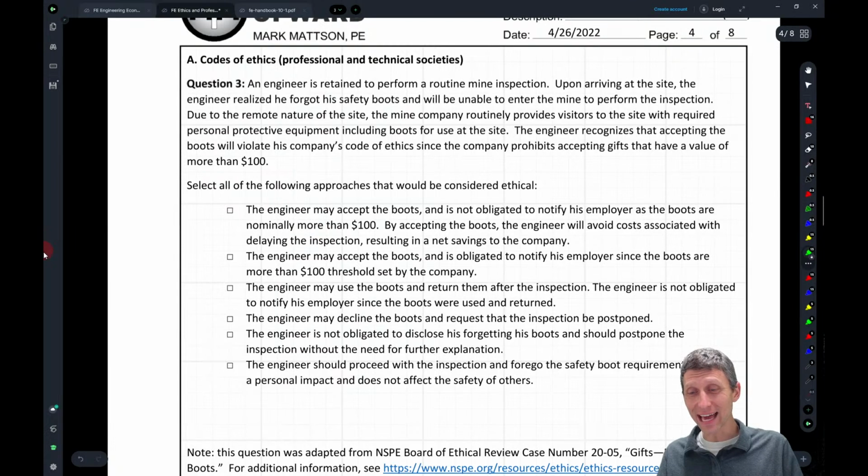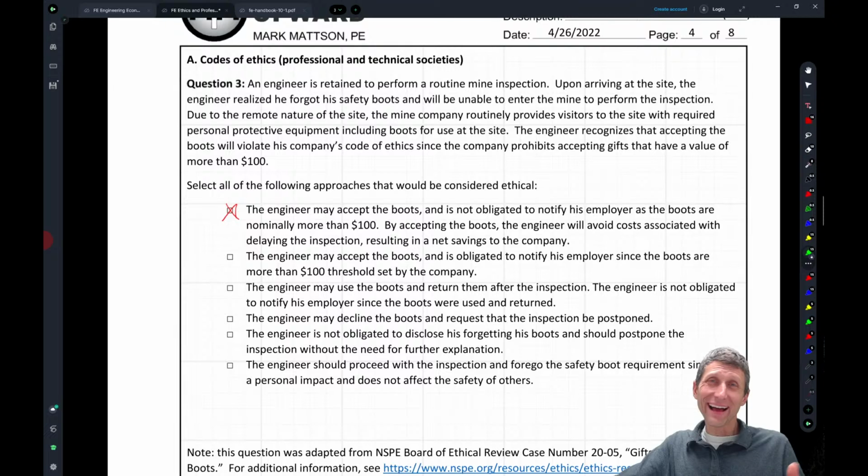Well, honestly, I don't like that. There's a policy, right? There's a policy for a reason, and I'm going to say no, not good. Okay, but is it okay to accept the boots and notify your employer? Honestly, I think it is.